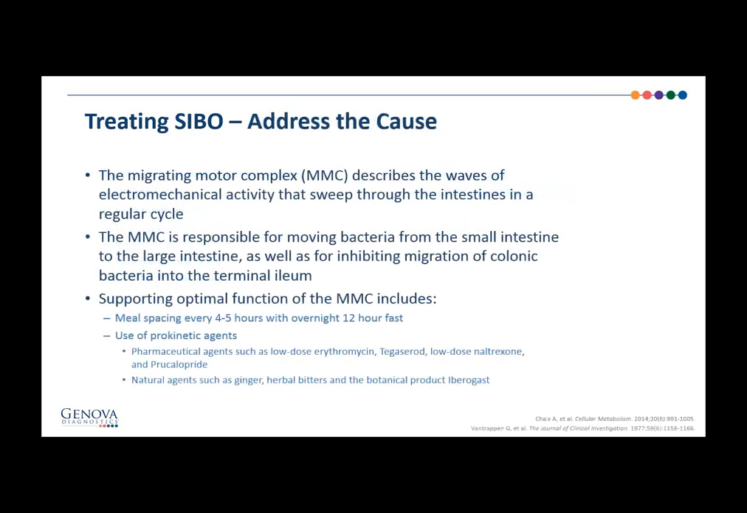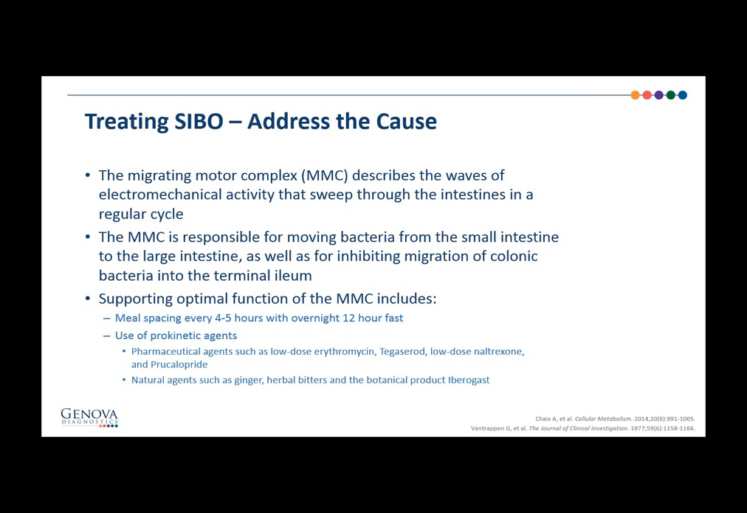So I think addressing the cause is a big point here. I mentioned the migrating motor complex as being important for motility. The migrating motor complex is the waves of electromechanical activity that sweep through the intestines in a regular cycle, and it sweeps bacteria from the small intestine to the large intestine and inhibits the migration of that colonic bacteria up into the small intestine.